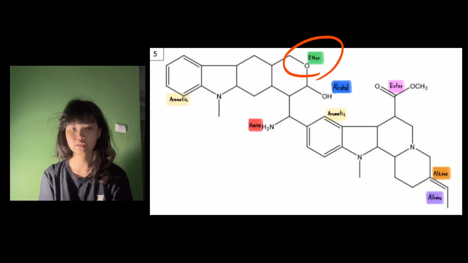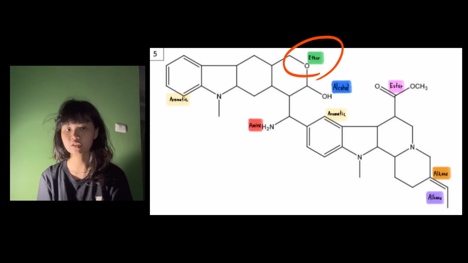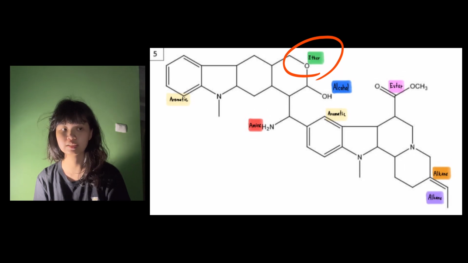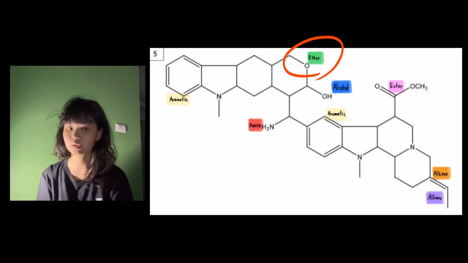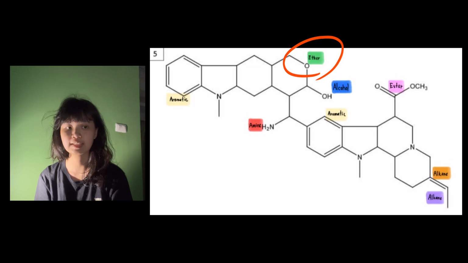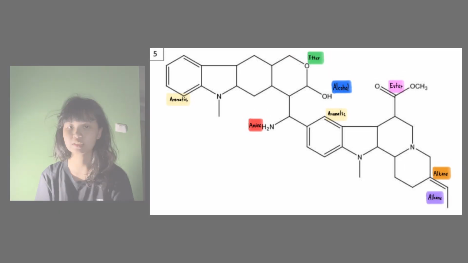Next is ether. The general formula of ether is ROR, with oxygen in the middle, connecting two alkyl groups. Ether is not that reactive, except for combustion. The bond angle at oxygen is close to the tetrahedral angle, and we use ethers as solvents for organic reactions.